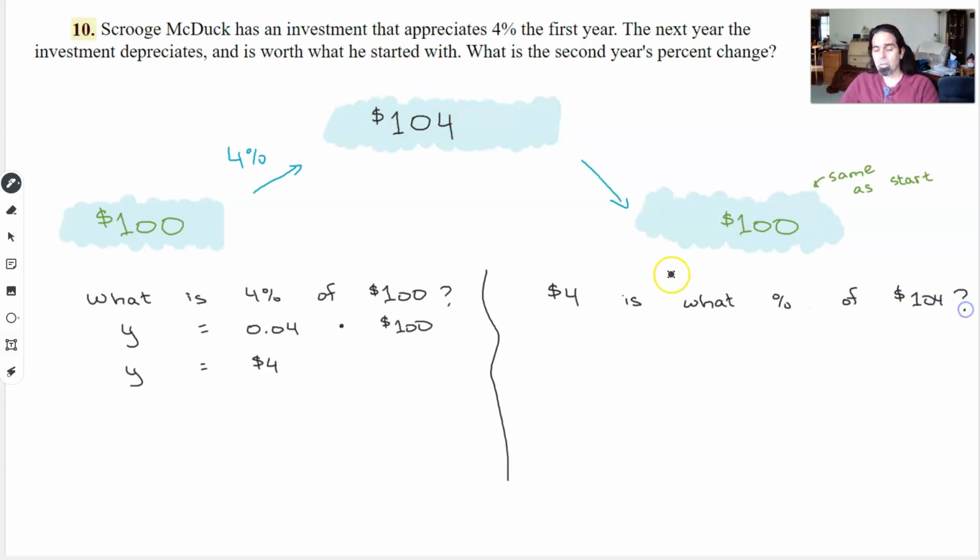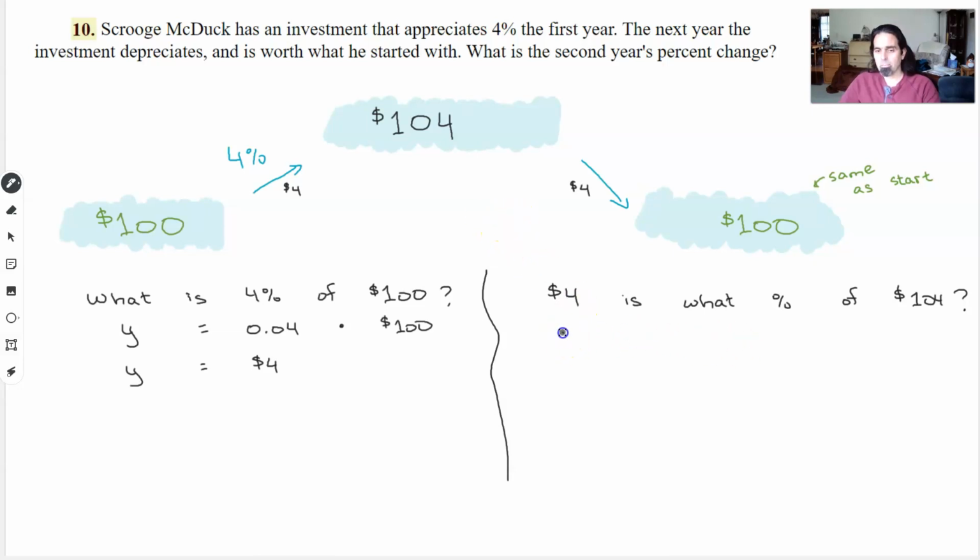So if you need to, pause the video a moment, meditate on this question until you see why this is the right thing to ask. This was $4, and we want this to be $4. But the percent will be a little bit different. So this $4 is what percent of the 104 that we're starting with, the slightly bigger amount.